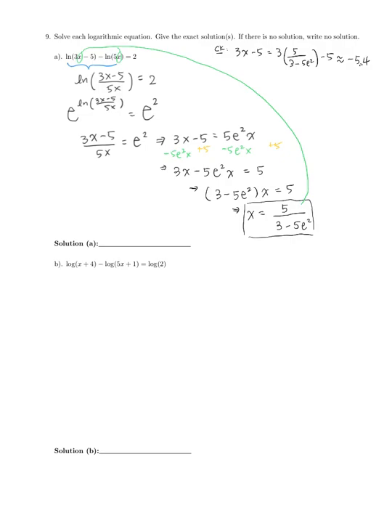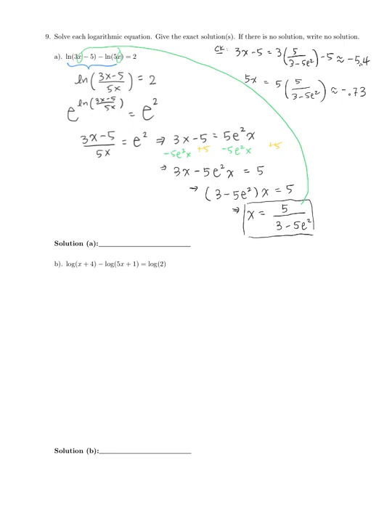But for kicks, if you want to check the other one, 5 times dx, so this is 5 times 5 over 3 minus 5e squared. Here, what I got was negative 0.73. The fact is that it's going to be negative, so it's not good. So guess what? In this case, our proposed x cannot be a solution.